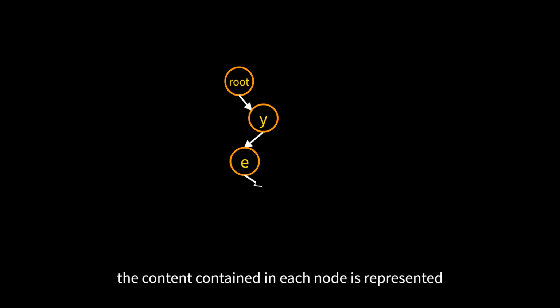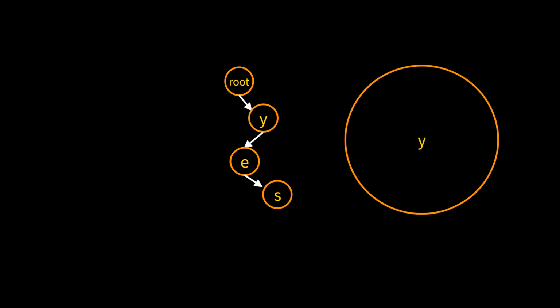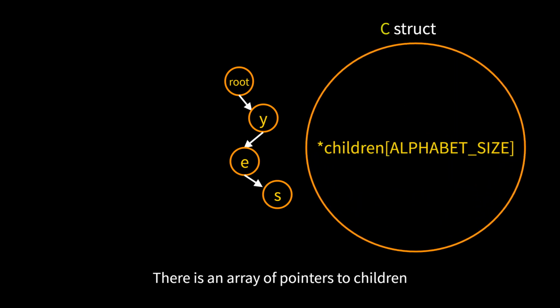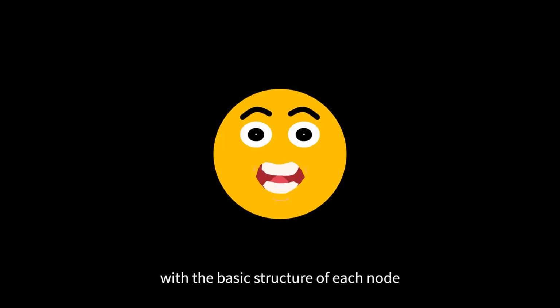Specifically, the content contained in each node is represented by a struct in the C language. There is an array of pointers to children. The length is 26, corresponding to the number of English letters. There is also a Boolean value, which represents whether this node is the end of a string. Well, with the basic structure of each node, we will mainly introduce the operations of the tree: insertion and search.